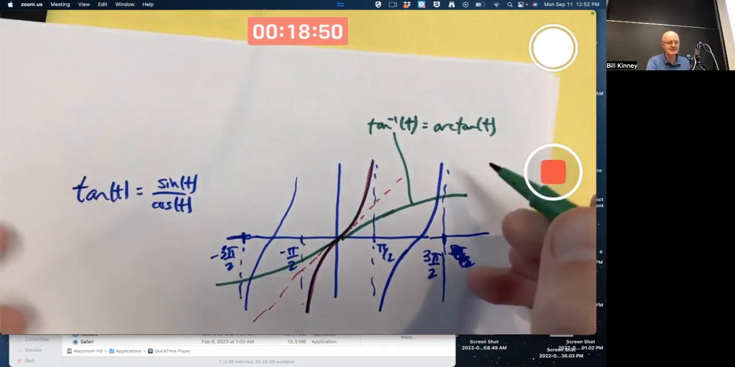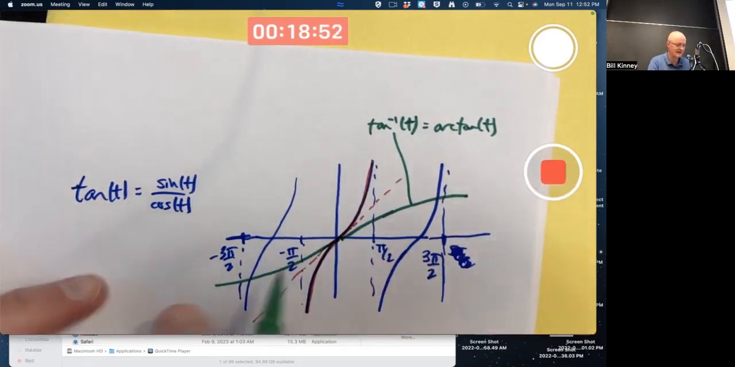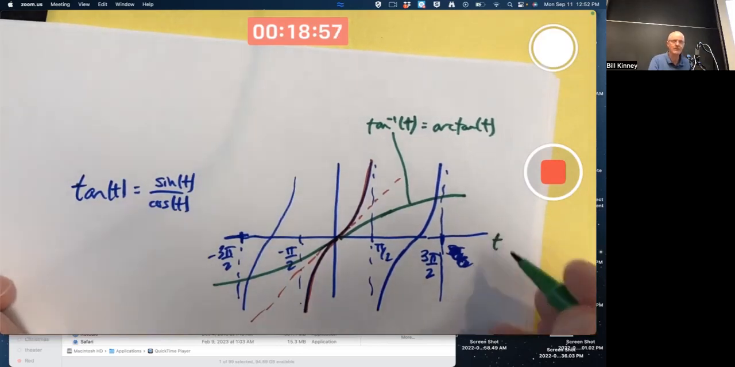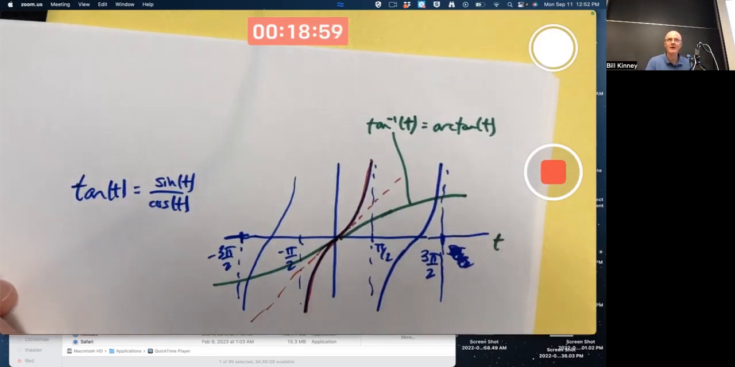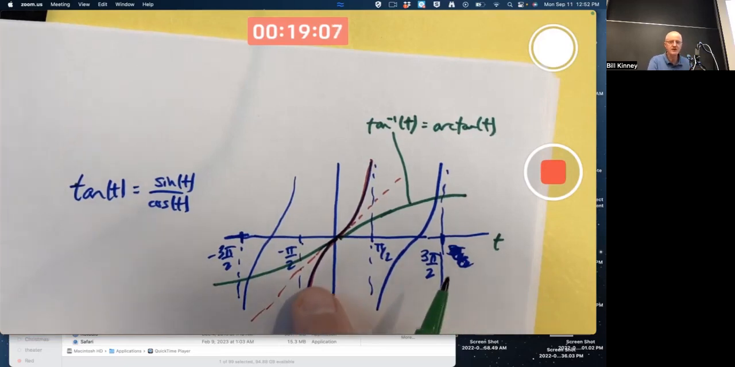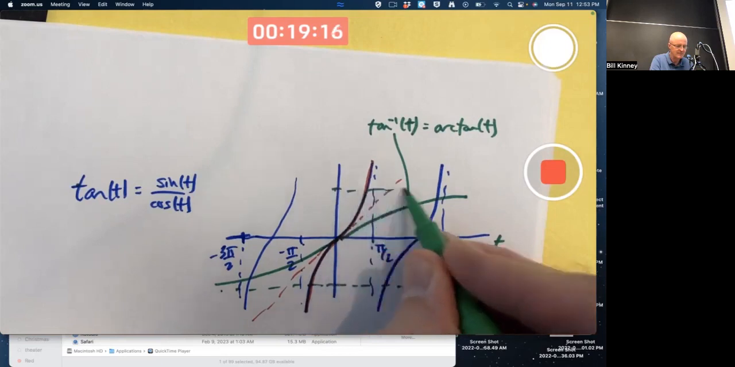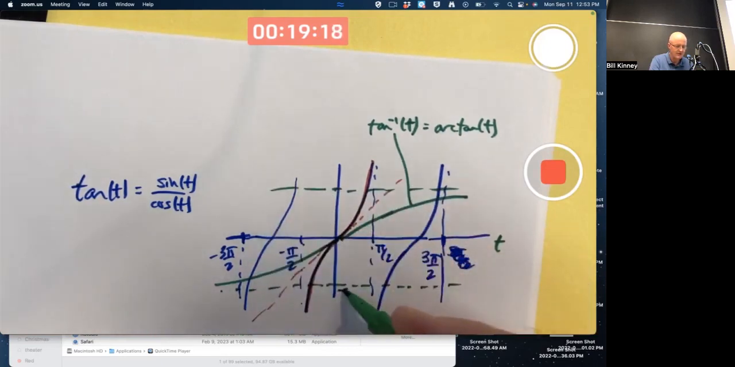Maybe it's not good to use the same letter t for the input here because these are inverse functions, but we won't worry about it. I mean, yes, when we've got the same axes labeled and we're trying to draw them in the same picture, then it is probably best because of the reflection property. Just as the tangent function has vertical asymptotes at negative pi over 2 and positive pi over 2, so the inverse tangent has horizontal asymptotes at negative pi over 2 and positive pi over 2.